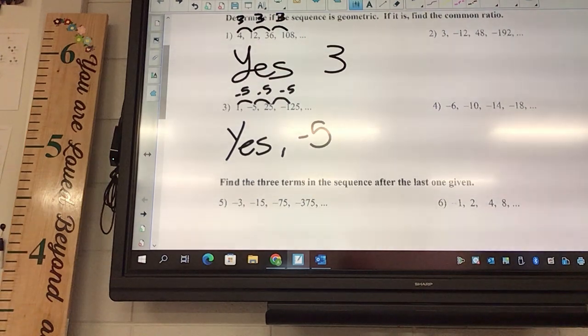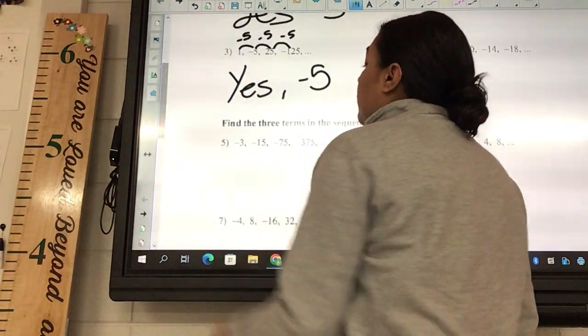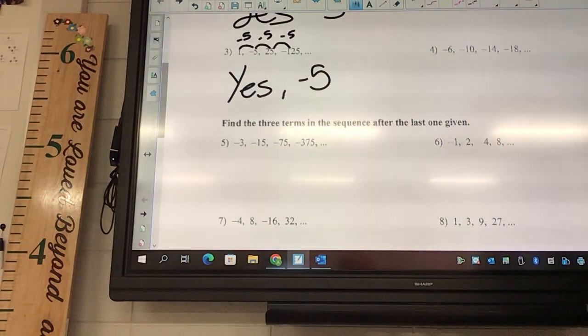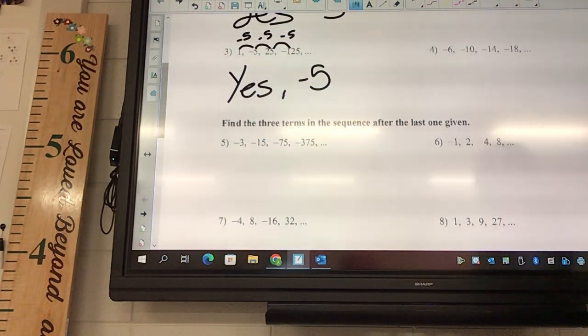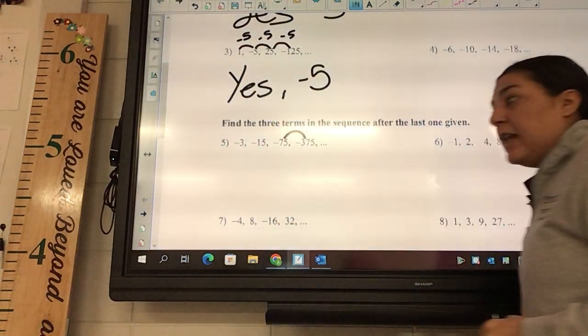The next section on there says find the next 3 terms in the sequence after the last given one. What is the last given one? Negative 375. So you're going to say negative 375 divided by negative 75.